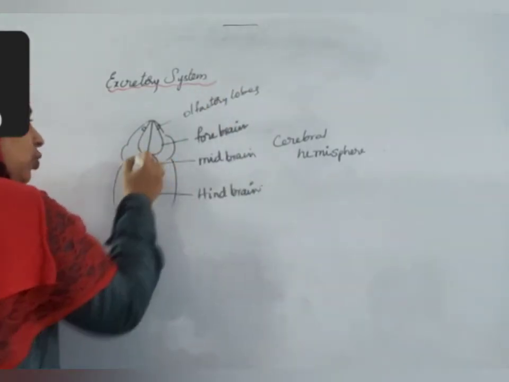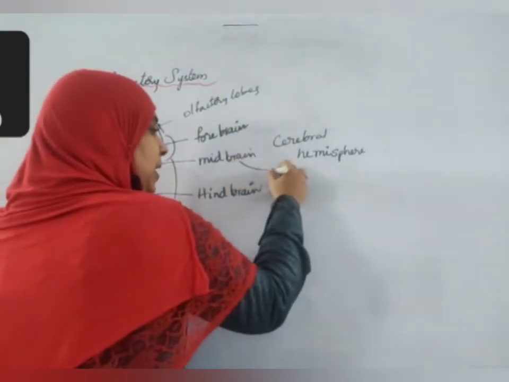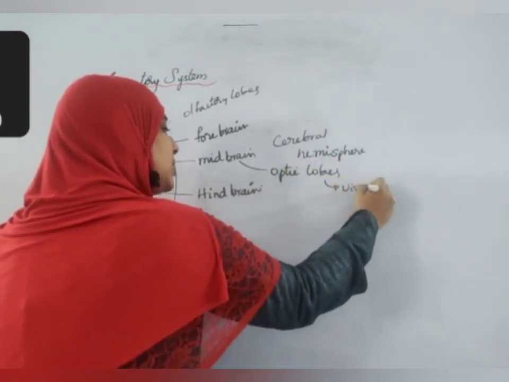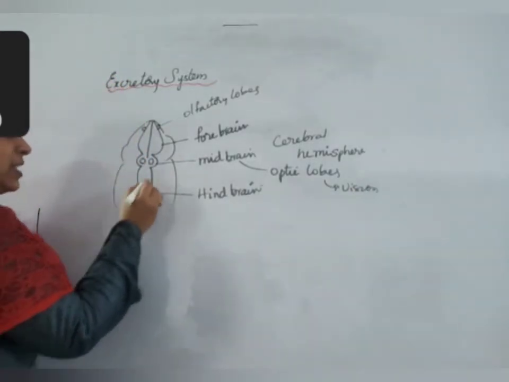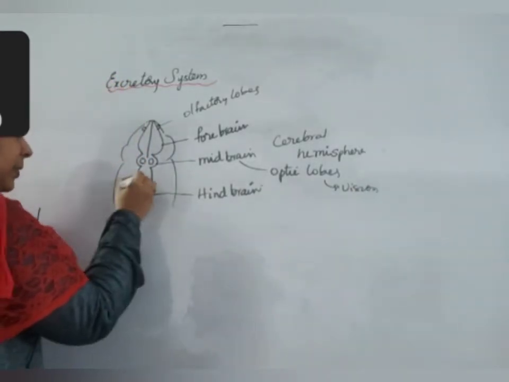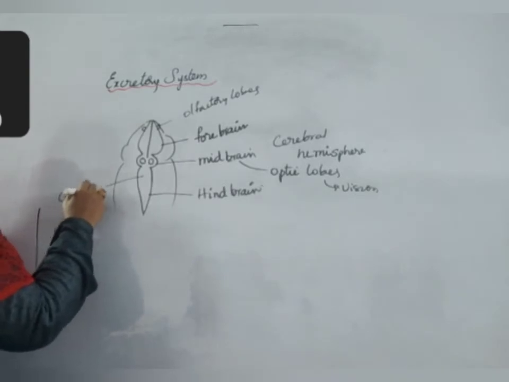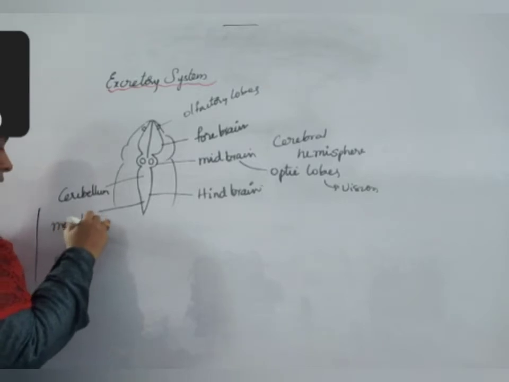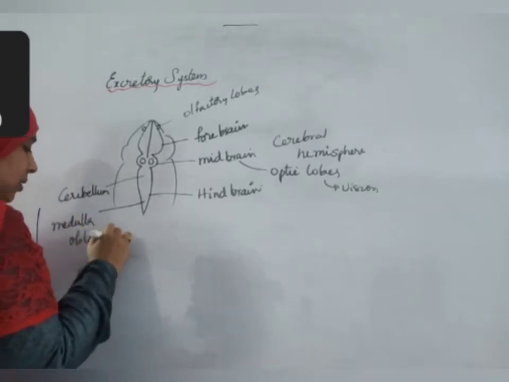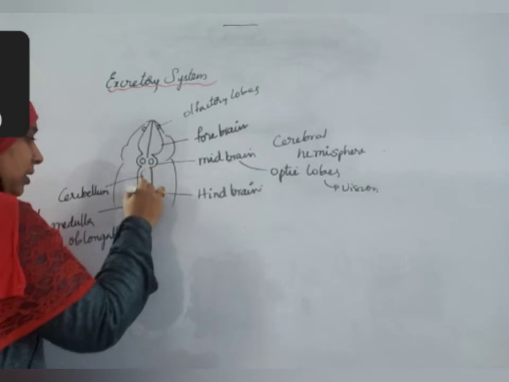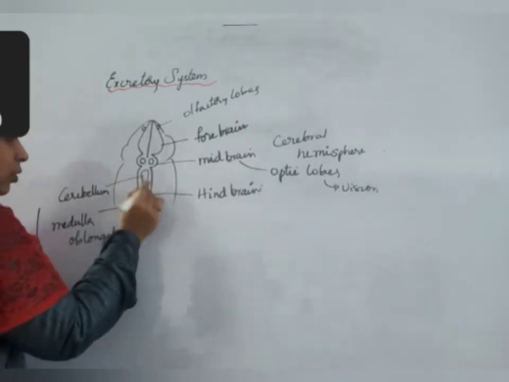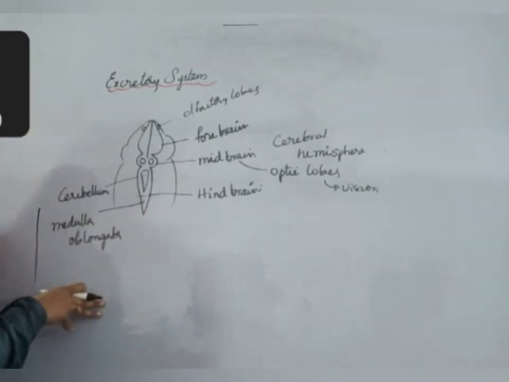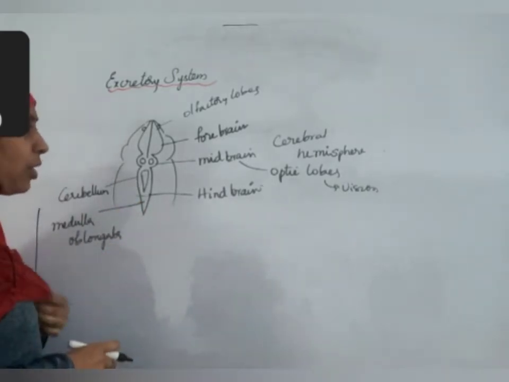In midbrain, there are two optic lobes which help in vision for seeing. The hindbrain is divided into cerebellum and medulla oblongata. This total part is cerebellum. This part which is like a stem at the back of cerebrum is called medulla oblongata.